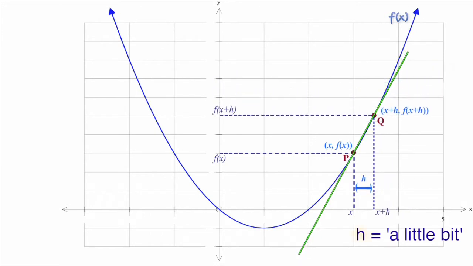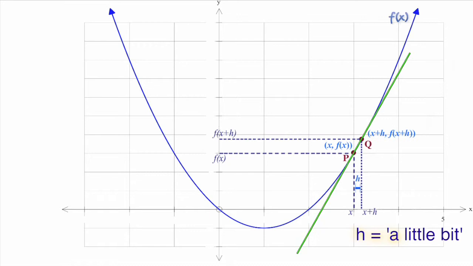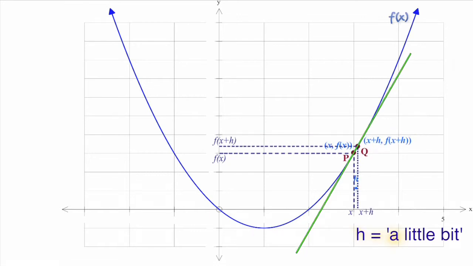And why stop there when we can move Q closer, making h smaller? Now that we've made the value of h about the size of an ant's testicle, have a look at how much more accurate the green tangent line is for point P. Of course, the closer we get the 2 points together, the more accurate the green tangent line becomes.